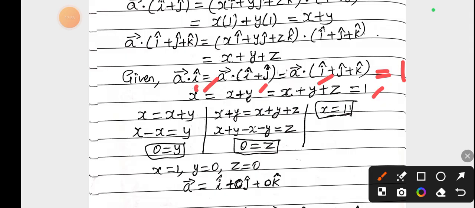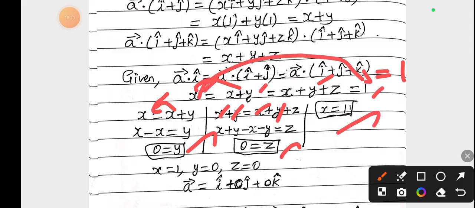So first two, all three, four things are there. When you equate the first two, plus x goes, sign changes, minus x. So y equals 0. Then x plus y and x plus y plus z when we equate, plus x gets cancelled, plus y gets cancelled, and we get z is 0. And we can directly also equate x equals to 1, and you are getting x value 1.